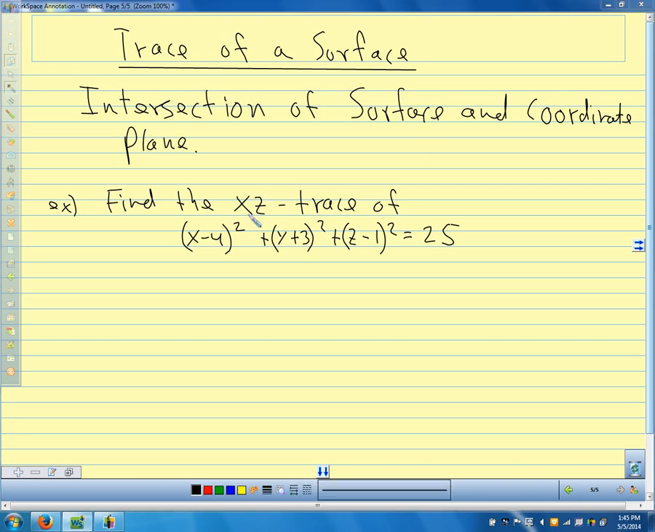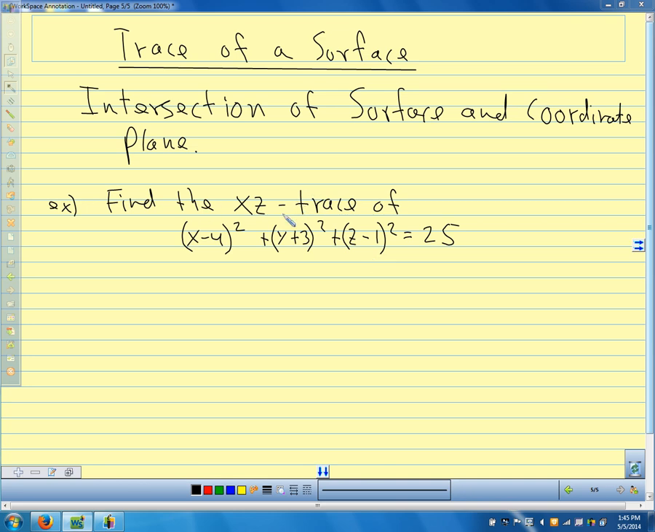Well, this is a sphere, right? And we want the intersection in the xz plane of the sphere. So what are the possibilities? If we talk about how the xz plane is going to slice this sphere, what shape are we going to get? A circle? Or what else could it be? A point, if it's just tangent to the plane? Or what else could happen? It might not intersect it at all, right? If it doesn't touch the xz plane, there would be no trace of the sphere in the xz plane.